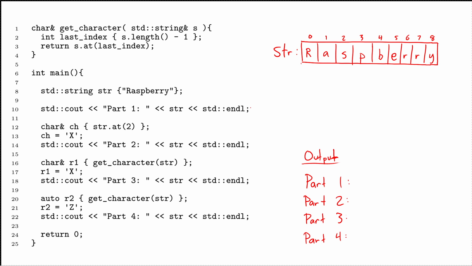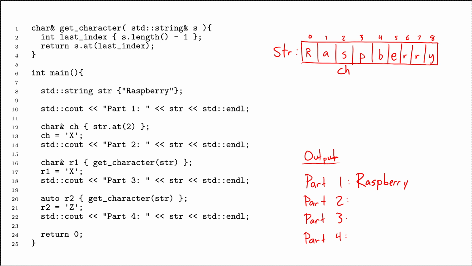Okay, so part one, I just print out the string. Well, that should be straightforward enough. The string is just raspberry. And then I begin creating references. So on line number 12, I get string.at(2). So I go to index 2 of the string. Recall that .at returns a reference to that character. And then I create a reference ch to index 2. That has the effect of doing this. In main, the name ch now is this thing. So I've used a reference to create a new name for one piece of this string. One character inside the string.